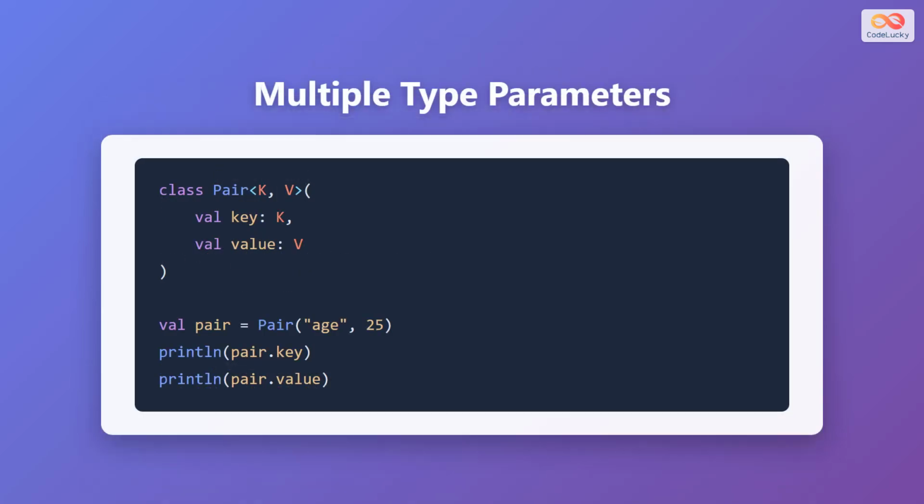You can use multiple type parameters in a single class or function. Here we define a Pair class with two type parameters, K for key and V for value. The class takes a key of type K and a value of type V. When we create an instance with the string "age" and the number 25, Kotlin infers K as String and V as Int. We can then access pair.key to get the string and pair.value to get the integer. Multiple type parameters are perfect for data structures like maps, pairs, or any class that needs to handle multiple related types.